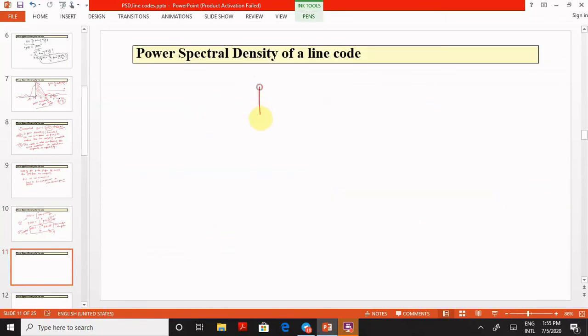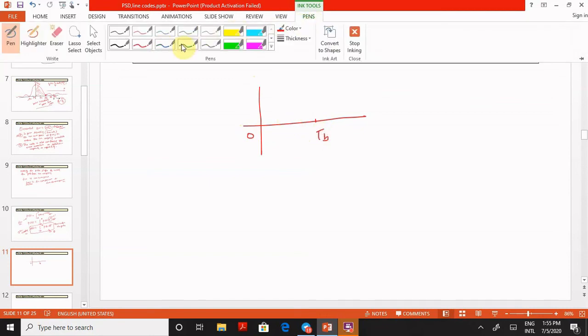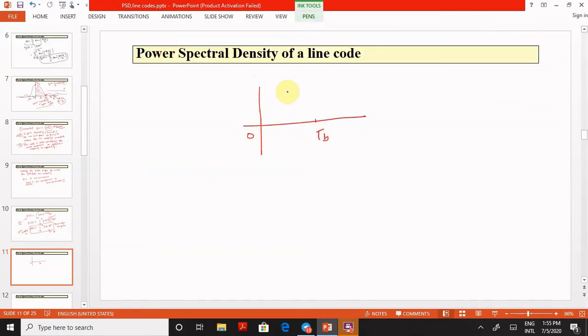We can suggest the pulse like this. For example, this is 0, this is TB, right? Then in that case you can have the pulse like this. For example, for half time it will be 1, and for rest of time it will be 0, right?